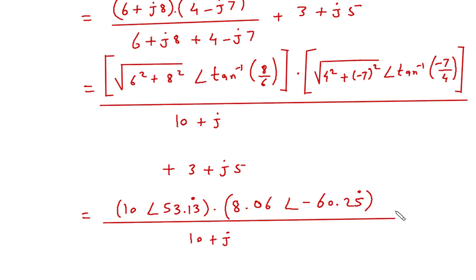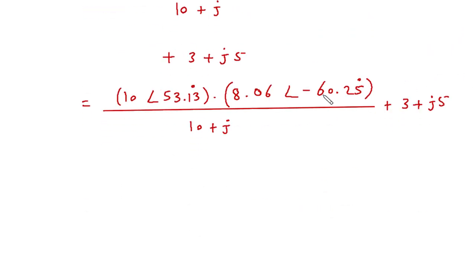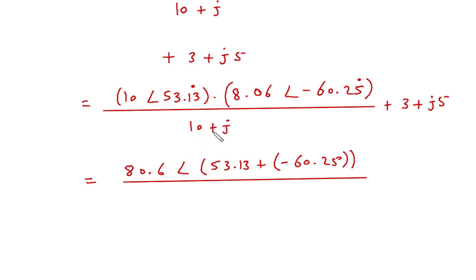Then plus 3 plus j5. So if we simplify this, this will be 10 into 8.06, so it will be 80.6 at an angle of 53.13 plus minus 60.25, divided by. Now we also have to convert this rectangular form to polar form. So it will be under root of 10 square plus 1 square at an angle of tan inverse of 1 by 10. Then plus 3 plus j5 as it is.